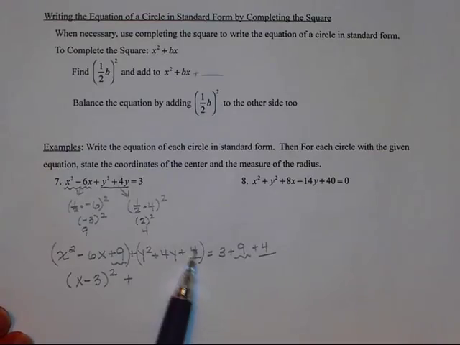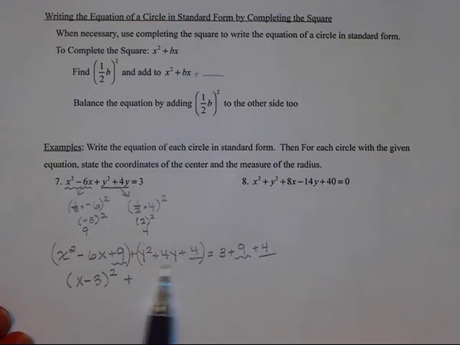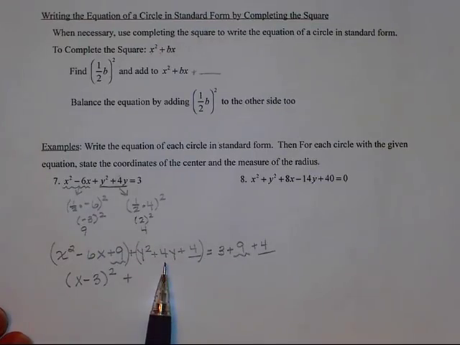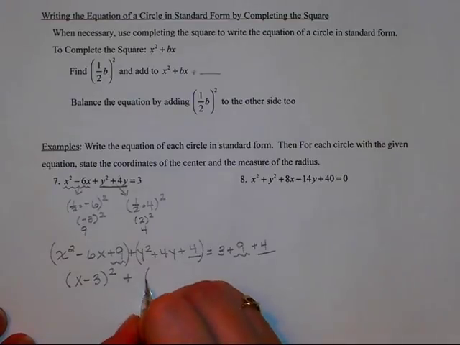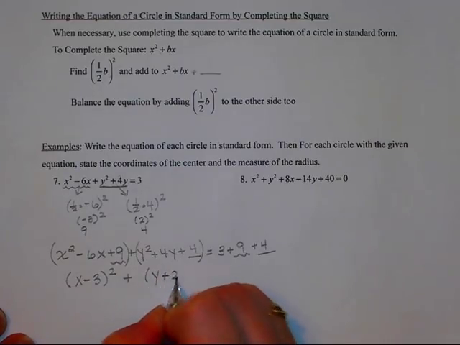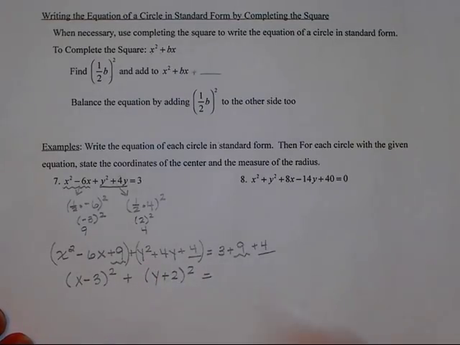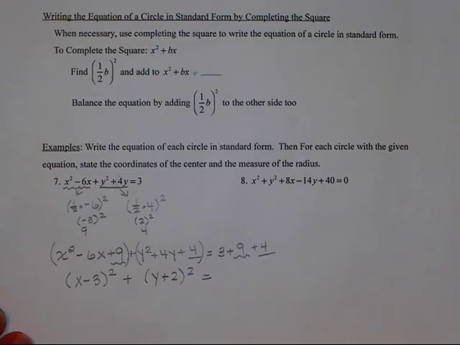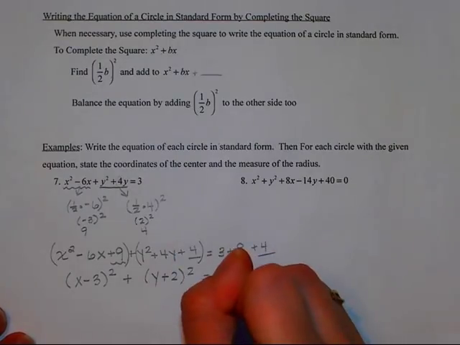When we look at the y's and we factor again, the two numbers that multiply to 4 and add to 4 are 2 and 2. So this would factor into y plus 2 and y plus 2, which is the same as just doing y plus 2 squared. On the right side of the equation, we can combine like terms. So 3 plus 9 is 12, plus 4 is 16.